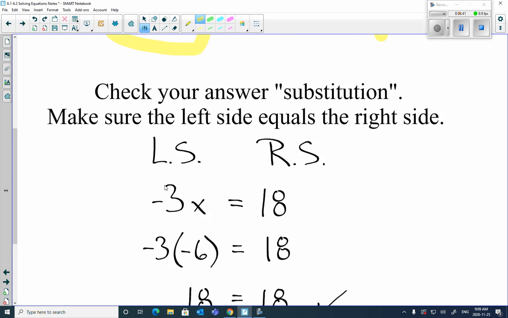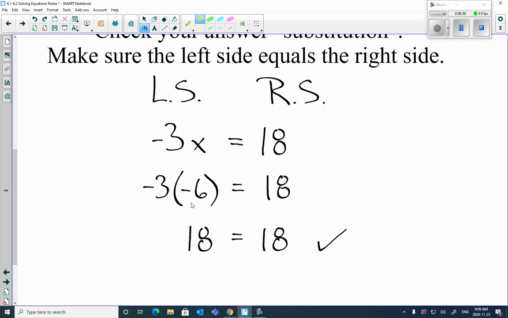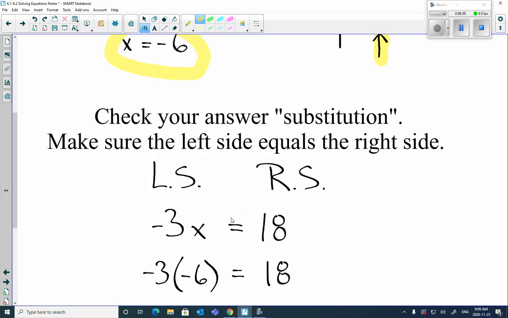Don't know. Hey, let's check. So we do substitution on left side equals right side. So left side, we write it down. Right side, we write it down. You can see right here, you can see the equals in the middle here. Keep your balance. So negative 3x equals 18, but we're going to substitute in x equals negative 6.